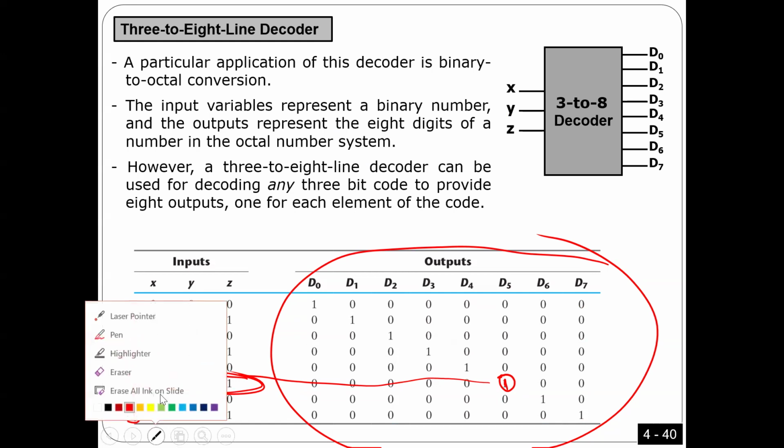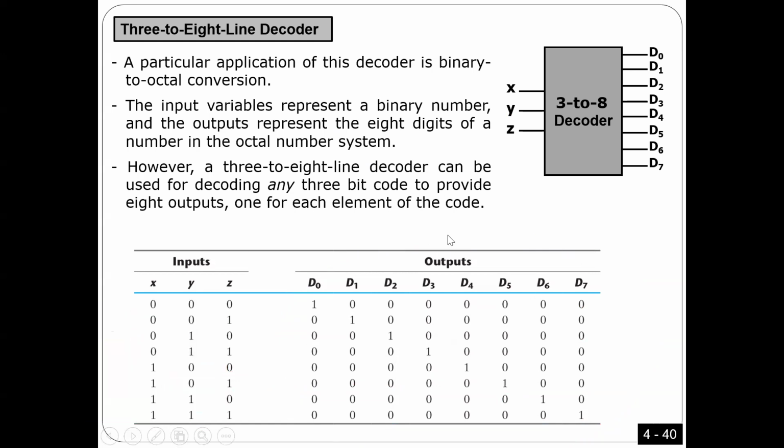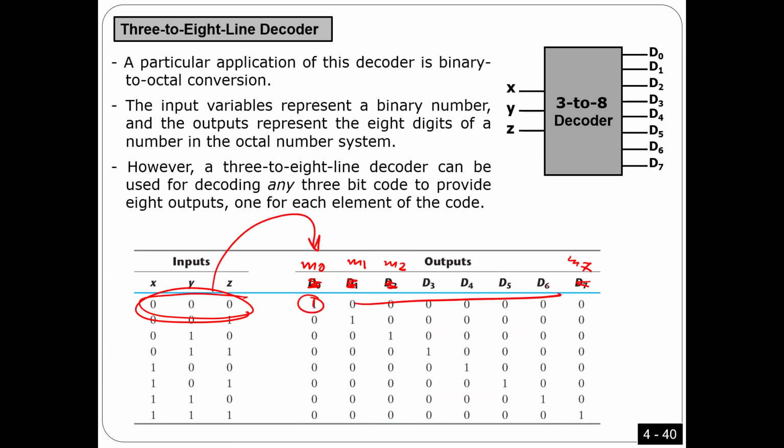Let me tell you something interesting here, because I'm going to use it shortly. Look here, guys. Can I say this output is actually min term 0, this output is min term 1, and this output is min term 2, all the way until min term 7? That means if the input is 0, min term 0 is 1 and all other min terms are zeros. Can I say something like that? You got what I'm saying?